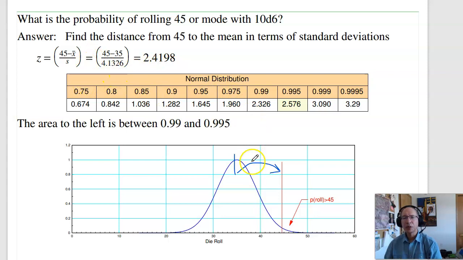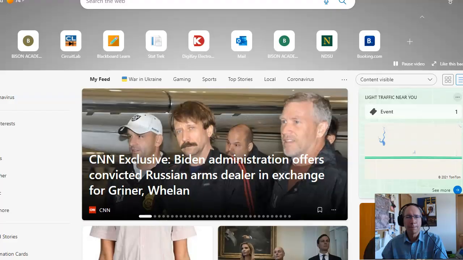So suppose I want to know what's the probability of rolling 45 or more with 10d6. What I would do is say how far is 45 from the mean in terms of standard deviations. And what I get is 2.41. If I use the standard normal table, I can see what 2.41 means, or go to Stattrack.